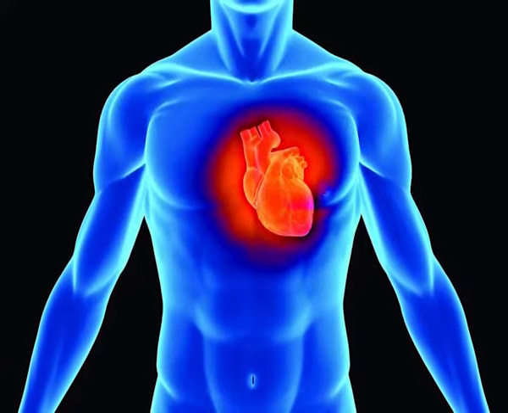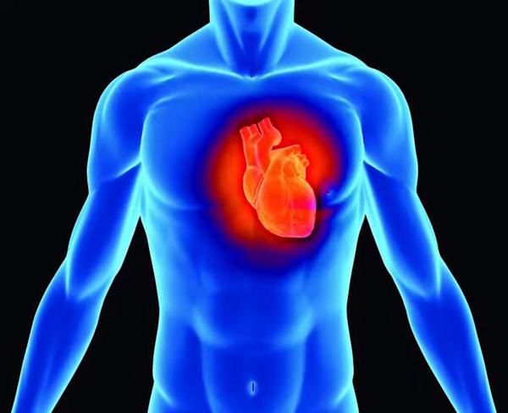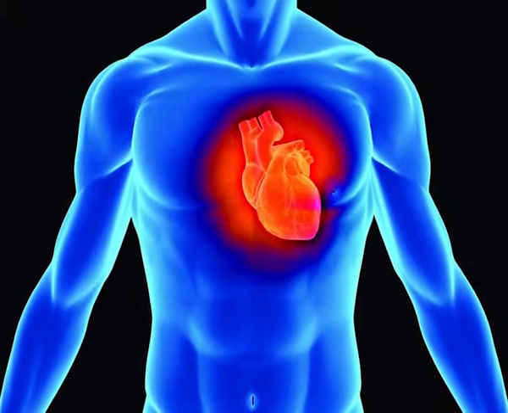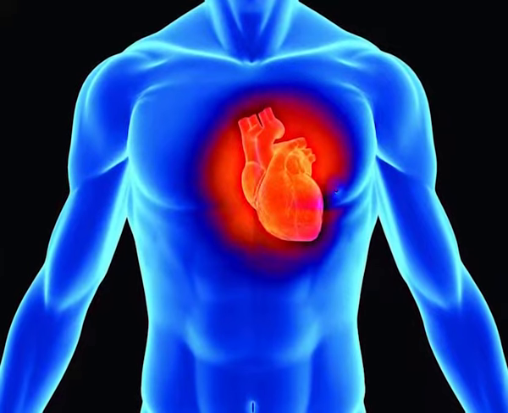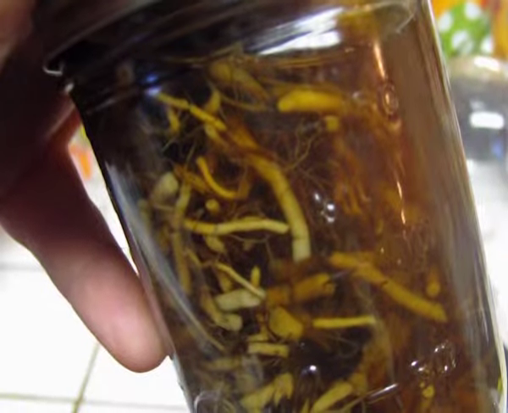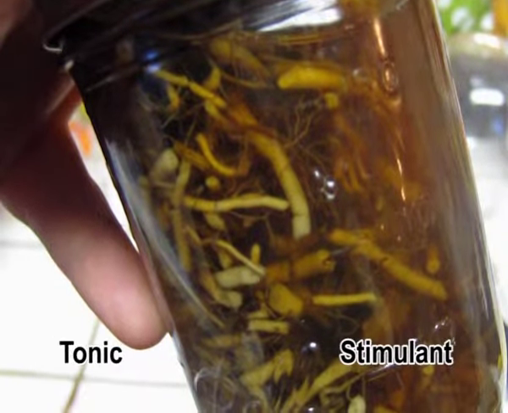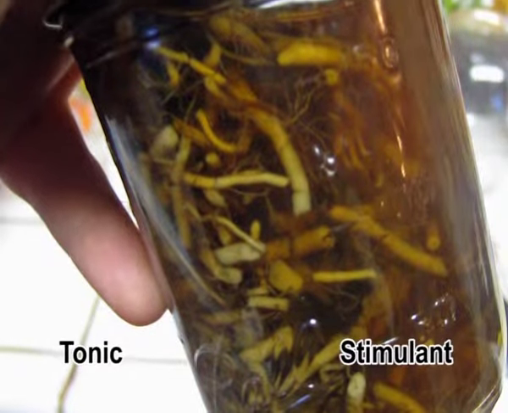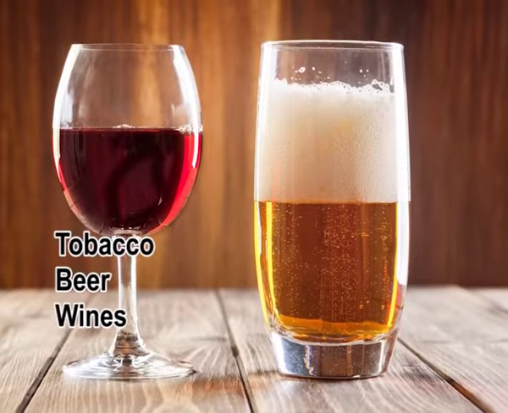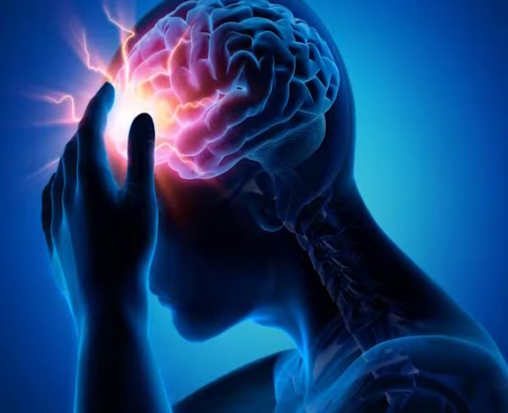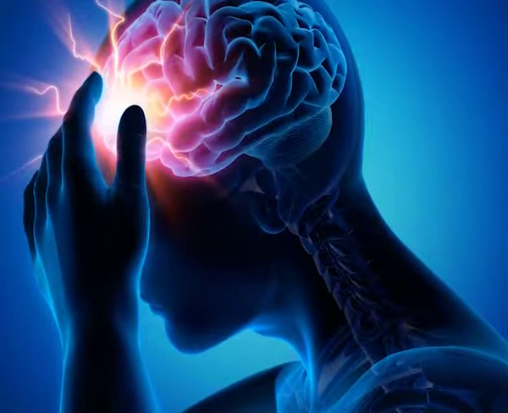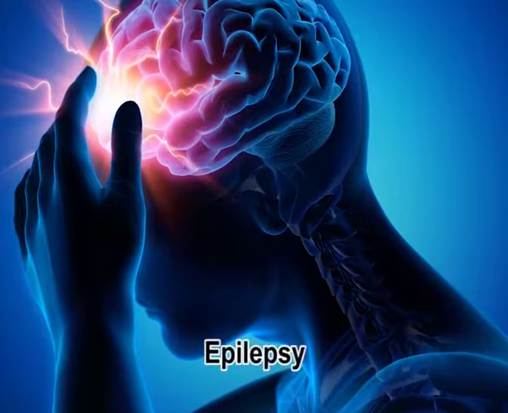In Europe, a large number of formulations containing valerian extracts and valproates are used as sedatives and for cardiac problems. Now, valerian oil is used as a tonic and stimulant, used in pharmaceutical preparations, and also used for flavoring of tobacco, beer and wines, etc. As far as valproates are concerned, its salts are used.